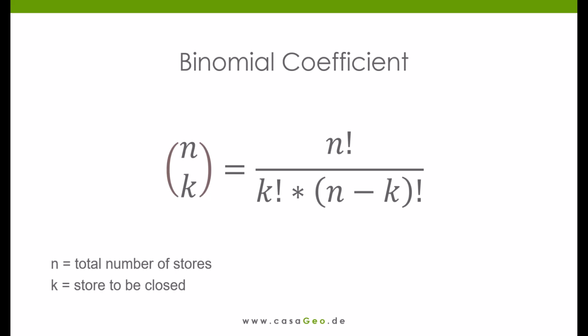Mathematically, you can calculate the number of scenarios with the binomial coefficient, that is n over k. Here n is the total number of locations and k the number of shops to be closed. Let's do some quick math.